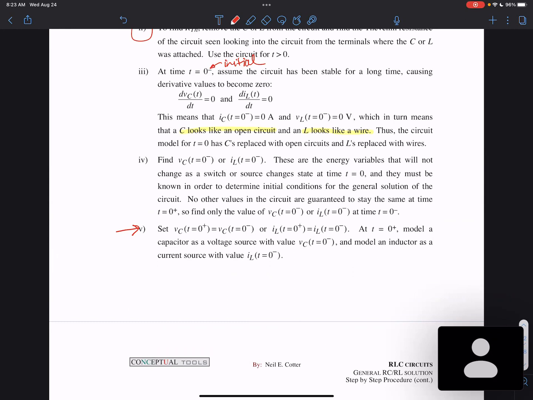And then right after something happens, we're going to use that the capacitor looks like a battery and the inductor looks like a current source. So we can use those two elements and then solve for any voltage or current in that circuit. And that would be our actual initial value for other areas of the circuit.